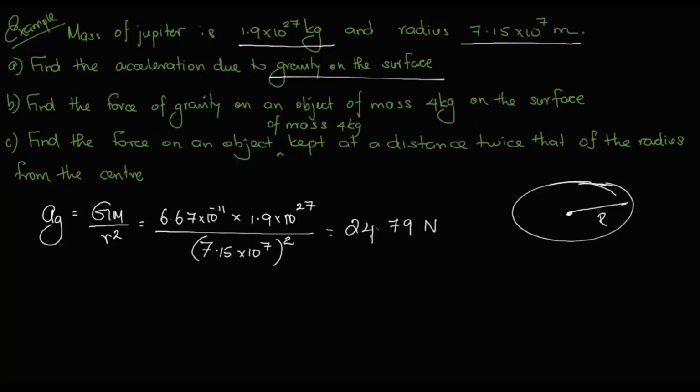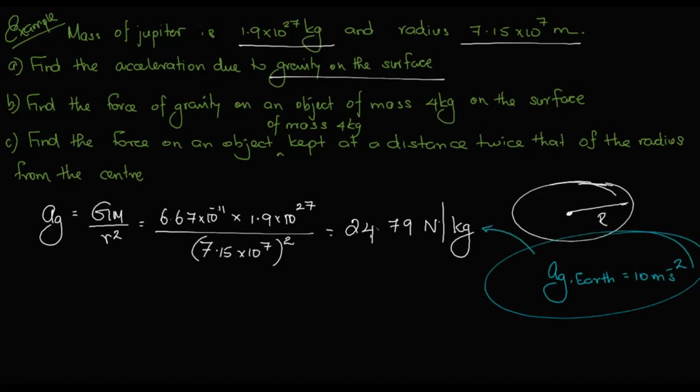24.79 Newton per kilogram. So compare this value to the one that we have on the Earth. What is the acceleration due to gravity on the Earth? It is nearly 10. But it is 2.5 times that on the Earth, right? Always, whenever you get an answer, please compare the values and try to get some understanding of what they are.